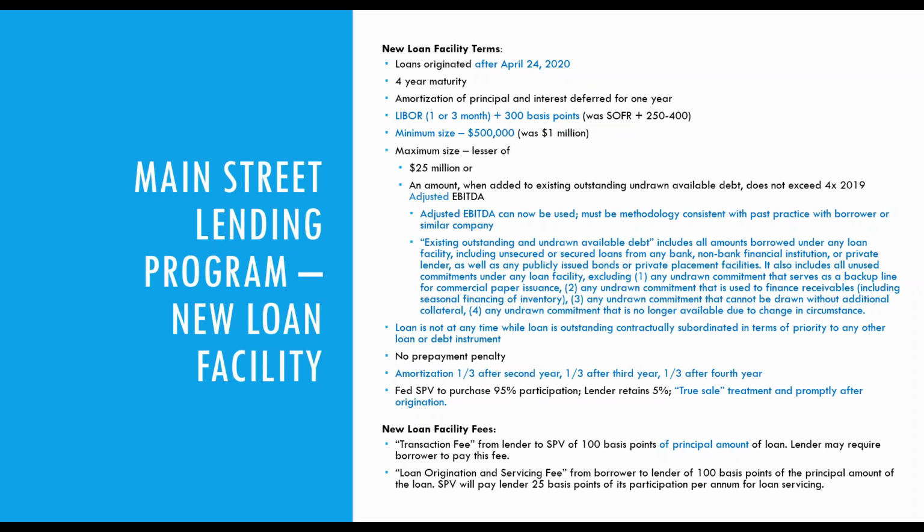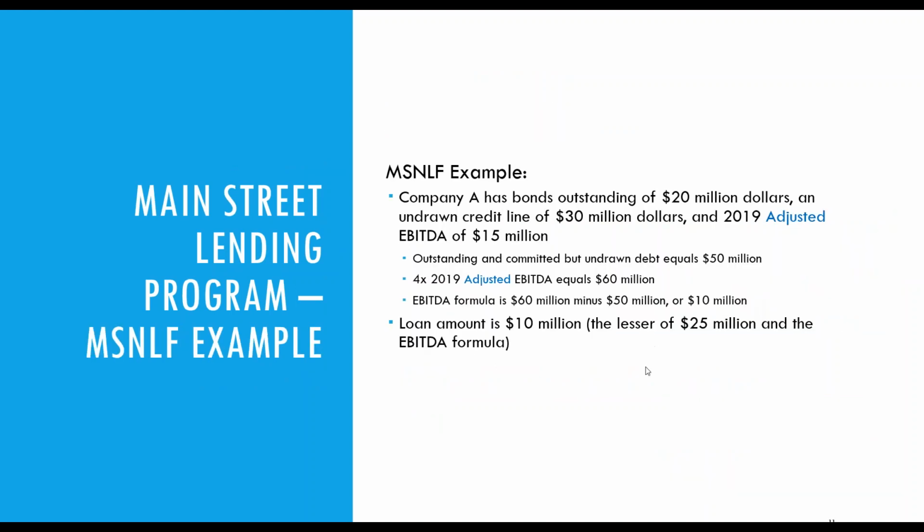There's no prepayment penalty, as there has been in the past. They talk about subordination. They don't want it subordinated to anything. And then they talk about amortization. The first year, there's no amortization. Then there's a year after that under the new loan facility. You'll see how this contrasts with the other loan facilities when we go through it. Next slide, please. Peter, do you want to walk through this example?